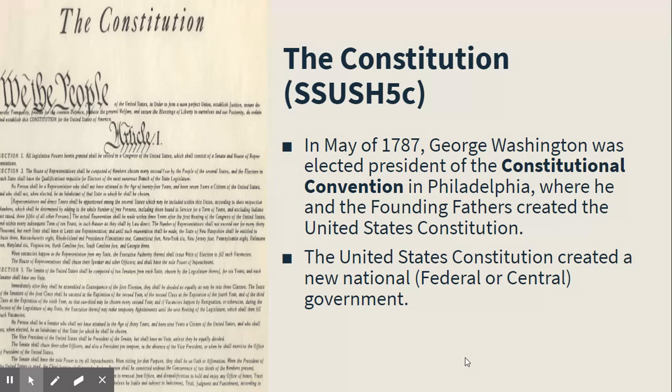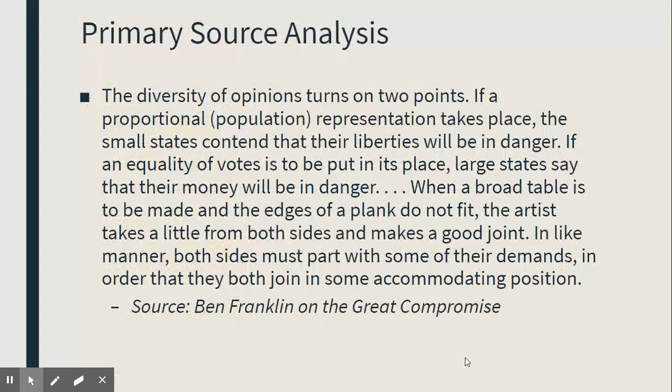Okay, number 7, how did the Great Compromise solve the issue of state representation in the new federal government?